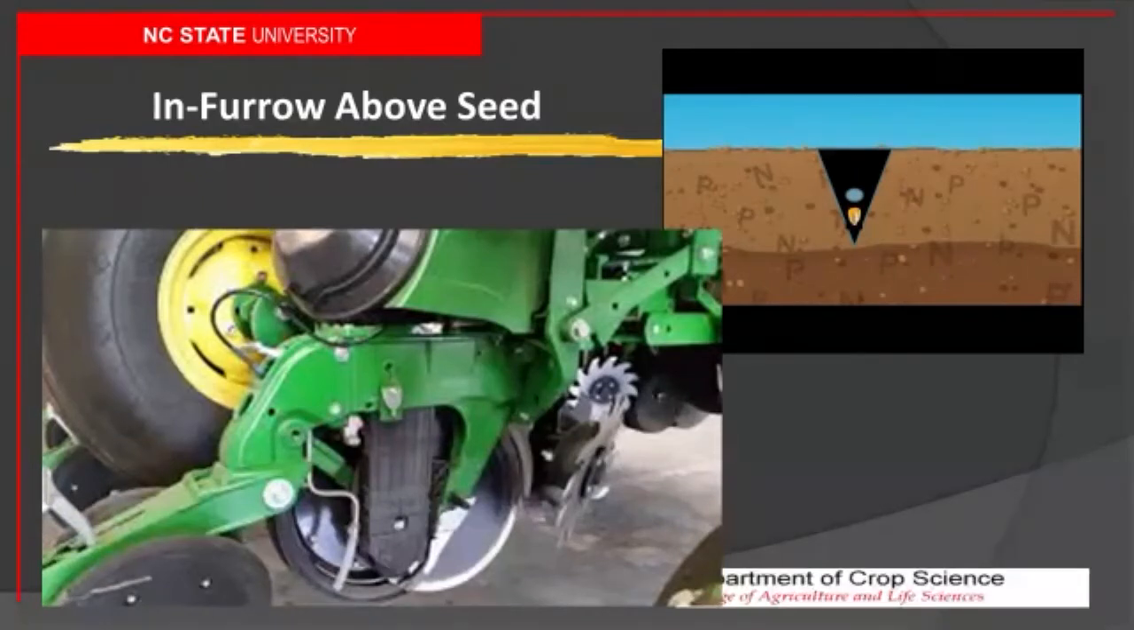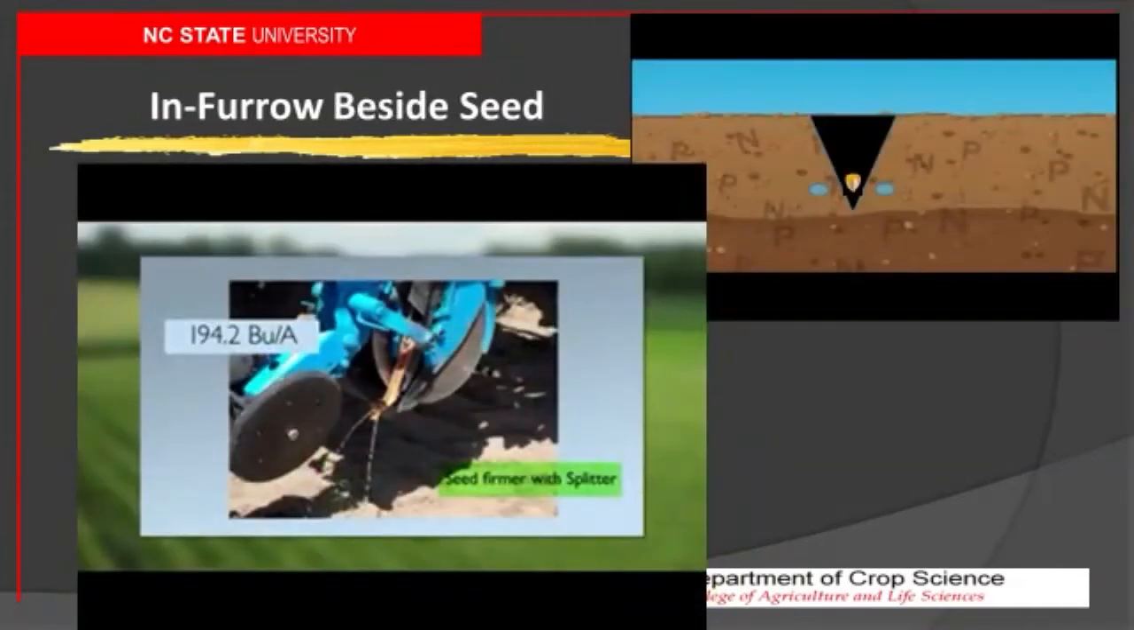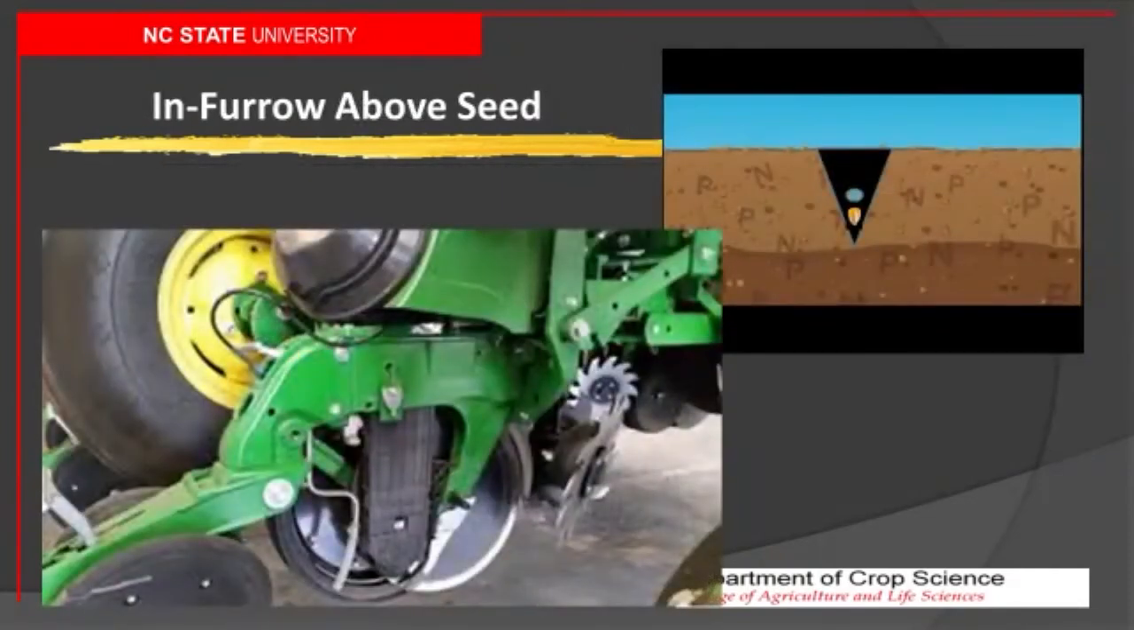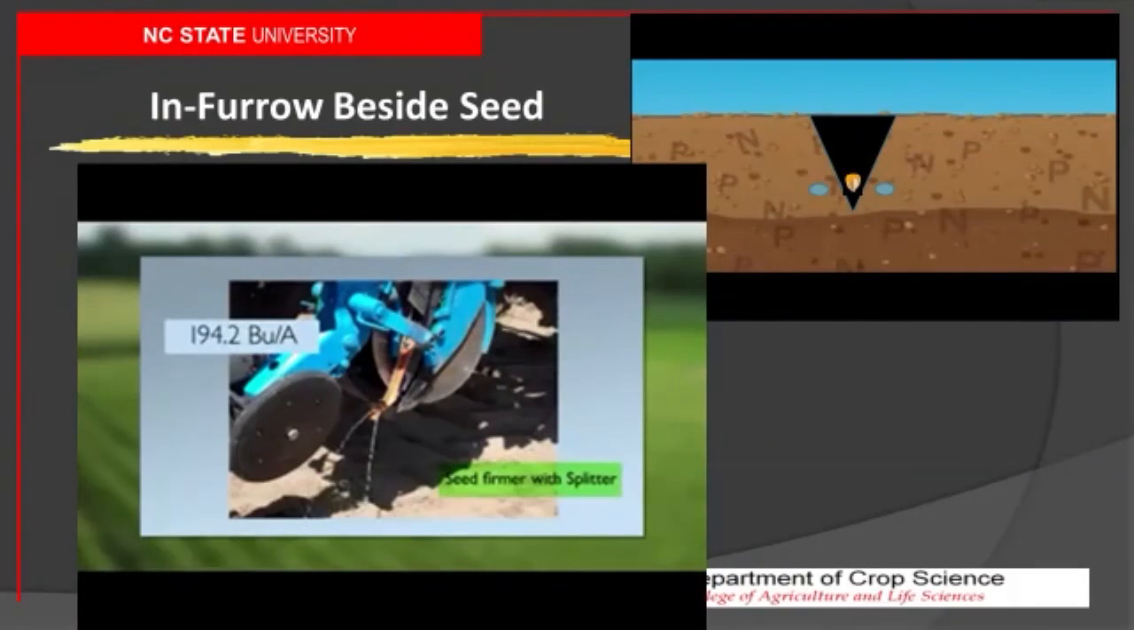And so you get a little less disturbance on your seed by utilizing this technology. Still, some good close contact between the fertilizer and seminal roots, even above the seed. Here's a good illustration of a, whoops, this is beside the seed. So the third method here is this in-furrow beside the seed.